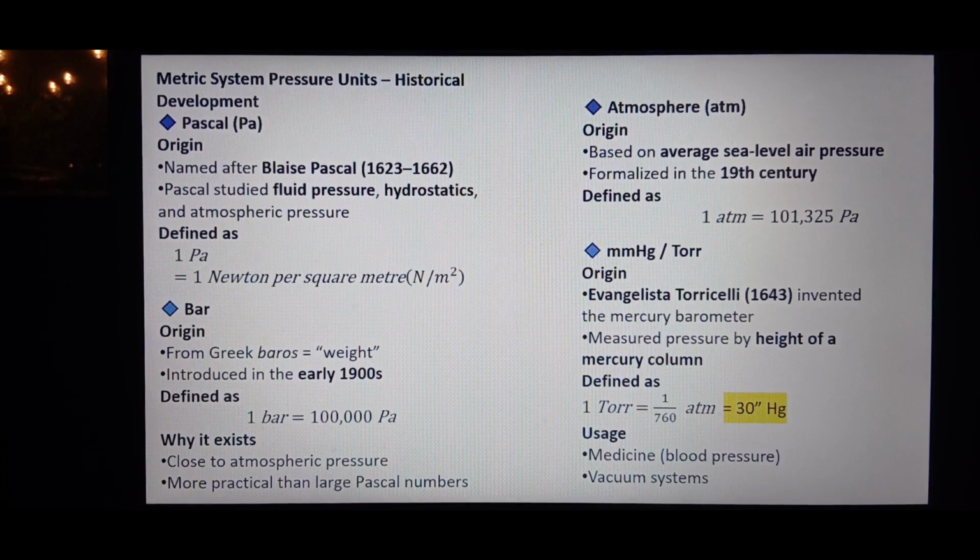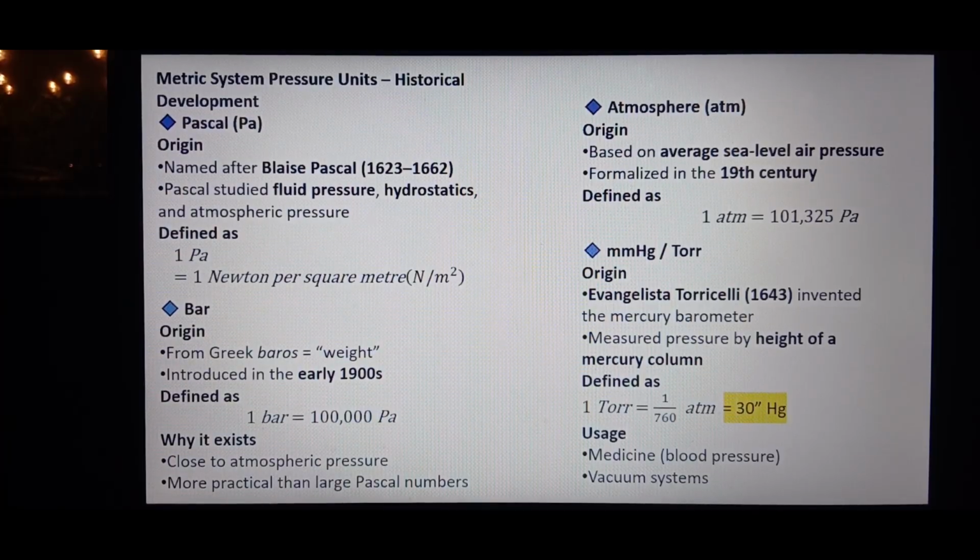The bar, the origin, was from the Greek baros, which meant weight. It was introduced in the early 1900s and defined as 1 bar is equal to 100,000 Pascal. Why it exists? It is close to atmospheric pressure and more practical than large Pascal numbers.